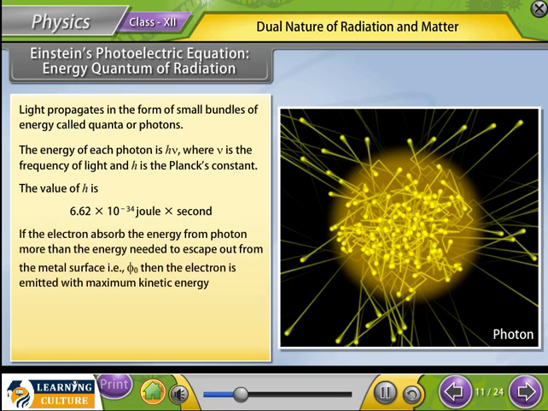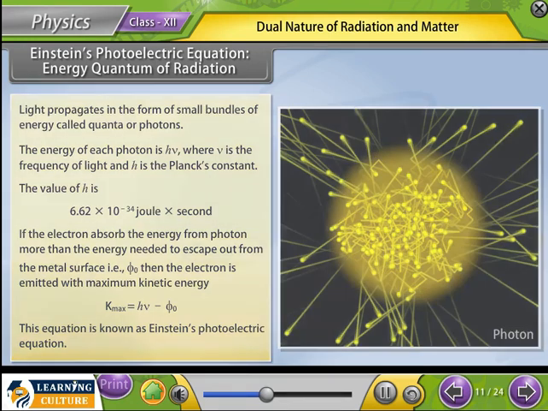If the electron absorbs energy from a photon more than the energy needed to escape from the metal surface, that is phi 0, then the electron is emitted with maximum kinetic energy Kmax, which is equal to h nu minus phi 0. This equation is known as Einstein's photoelectric equation.